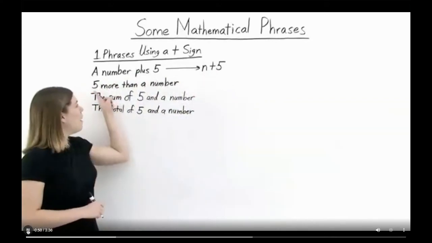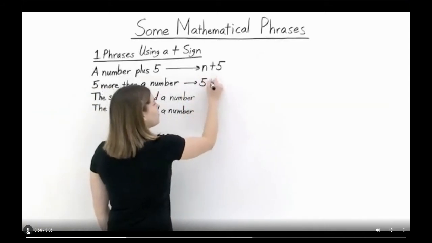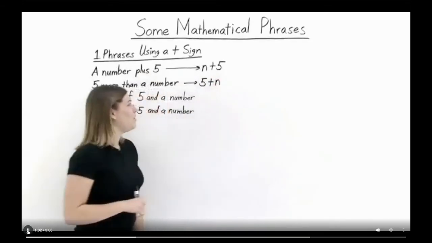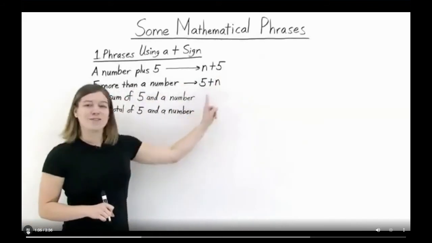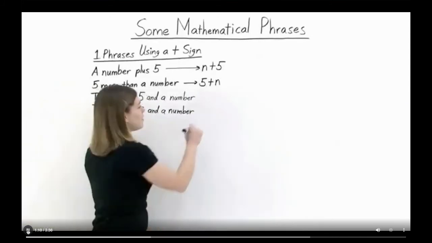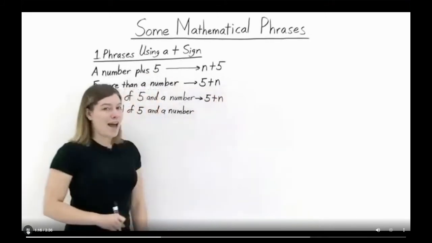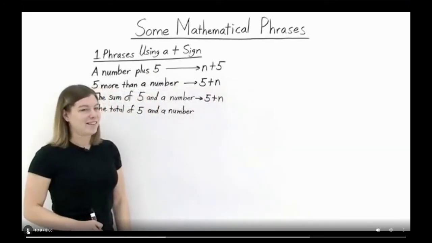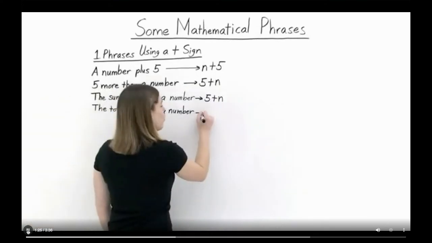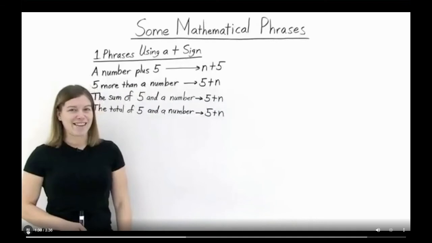Let's look at the next one. 5 more than a number. Well, first we have 5. And then the phrase more than means that we're adding. Then we have a number again. So we have our n. So here, 5 more than a number is 5 plus n. The sum of 5 and a number. Well, if we're summing something, we're adding things together. Here, we're adding 5 and our number n. So we get 5 plus n. Last, we have the total of 5 and a number. Again, if we're taking the total of something, we're adding them together. So, again, we're taking 5 plus n.